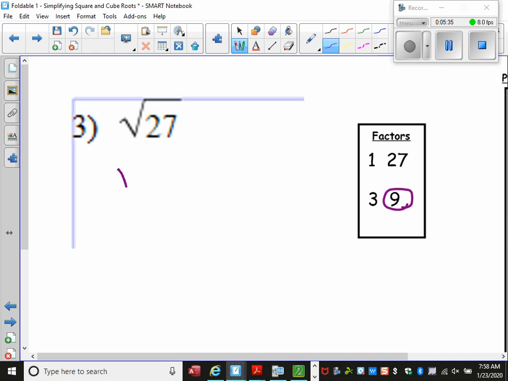So we're going to say rad 3 times rad 9. It doesn't matter if you write rad 9 times rad 3. It still equals 27. It doesn't matter which factor you write first. Do I always have to write the one that's a perfect square first? No. So I'm going to take out the square root of 9, which is 3. It goes outside the radical, and then you're left with the rad 3 inside.